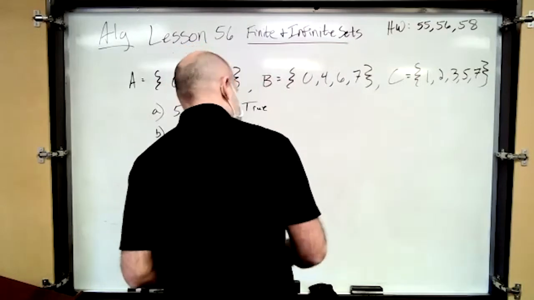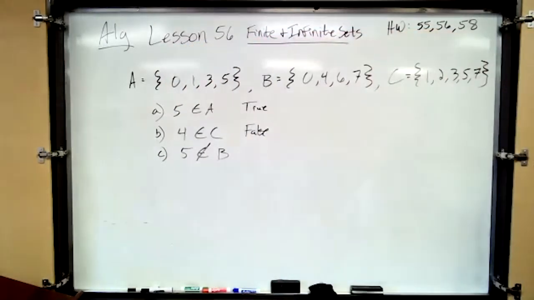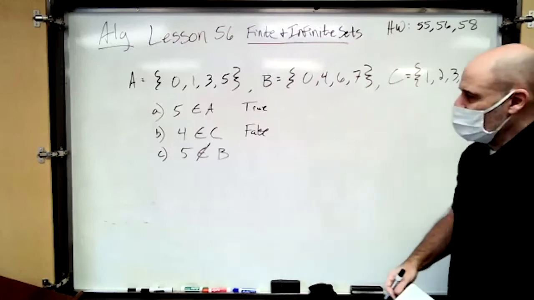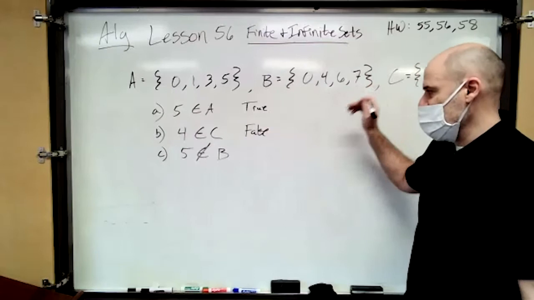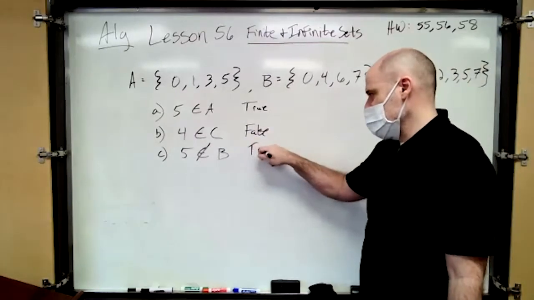What about C? 5 and then that symbol B. Is that true or false? True, because this symbol means 5 is not in B. Well, here's what's in B, and 5's not in there. So this statement is true.